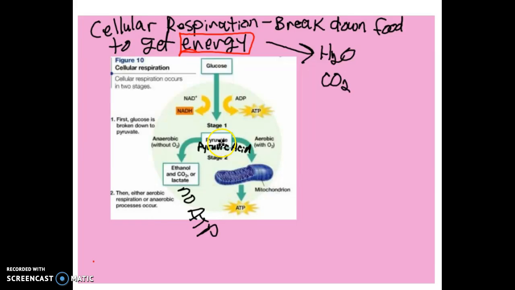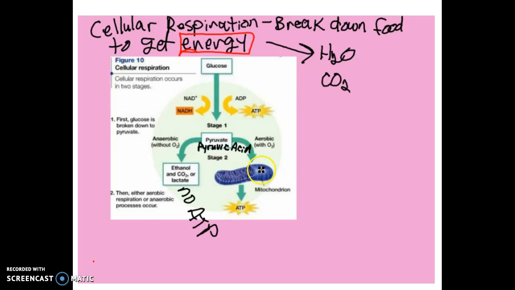And then, depending upon whether oxygen is present or not, aerobic means with oxygen. So aerobic respiration means that oxygen is present. Anaerobic respiration means there's no oxygen present. So something else has to happen because remember that formula used oxygen. So if there's no oxygen, something else is going to happen. This is where we're either going to get some ethanol, which is an alcohol production, along with CO2, or lactate. And we're going to talk about why that's a bad thing for athletes.